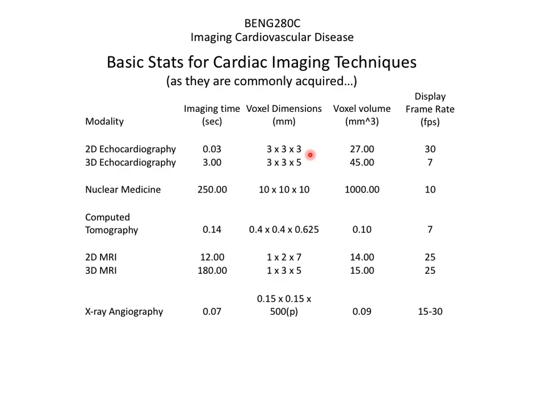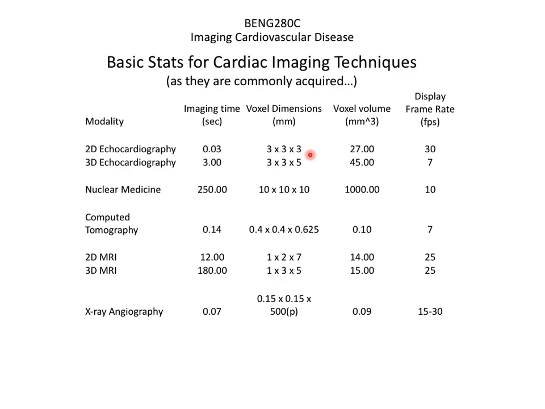2D MR, we're talking about 1 millimeter by 2 millimeters by 7. So the slice thickness is usually around 7 millimeters. And then the in-plane resolution is usually 1 by 2. For 3D, you take a bit more time and make the slice thinner.